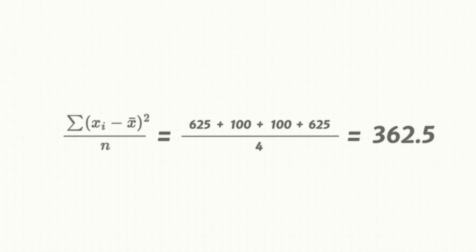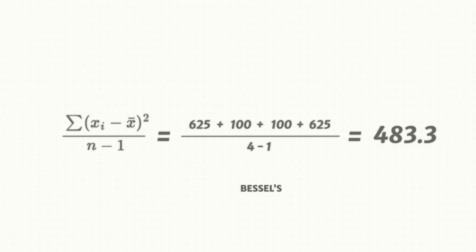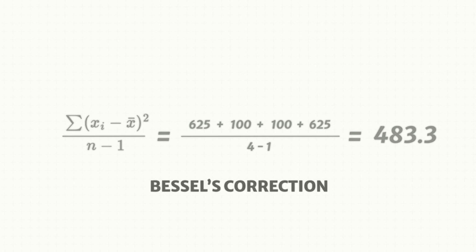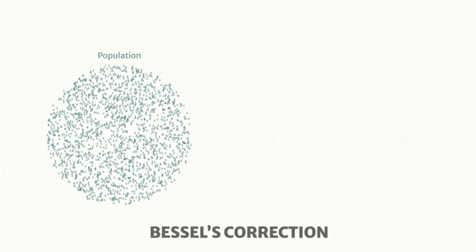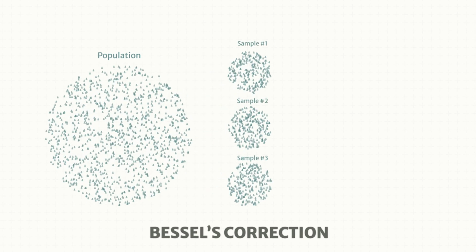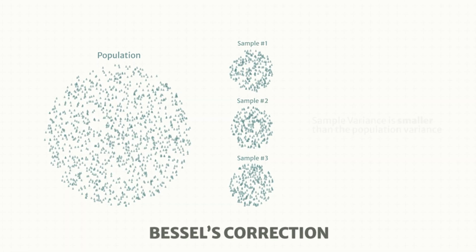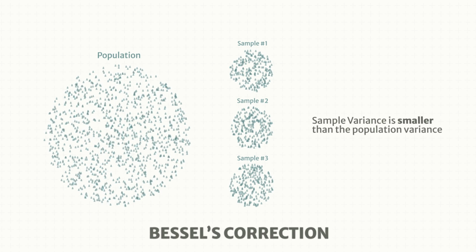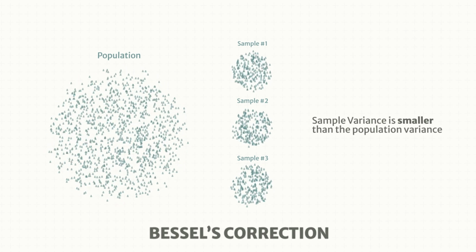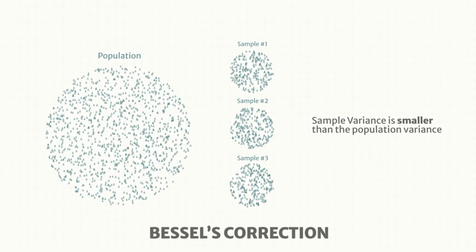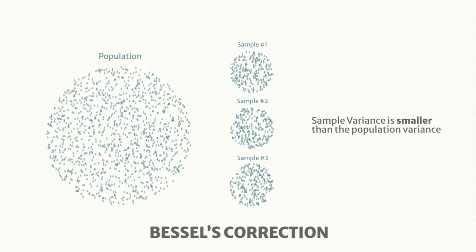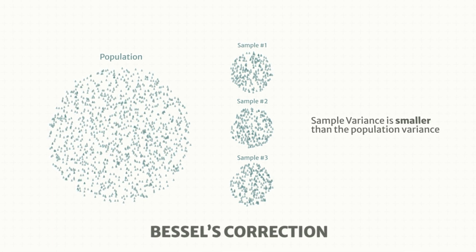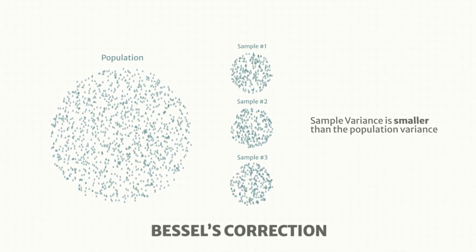Oh, and when we're working with samples instead of the whole shebang, we divide by n-1 to inflate the variance for a more robust statistic. This is called Bessel's correction. Statisticians have shown that for small sample sizes drawn from a population, the sample variance is smaller than the entire population variance. So they use this n-1 trick to help inflate the variance and account for the lack of representativeness and other issues that come with smaller samples.